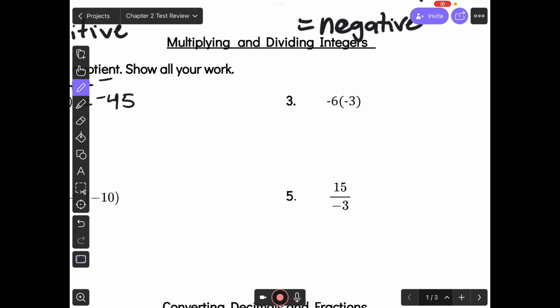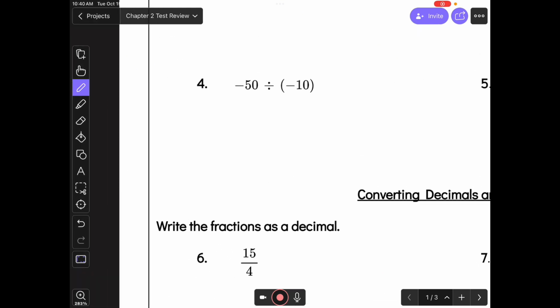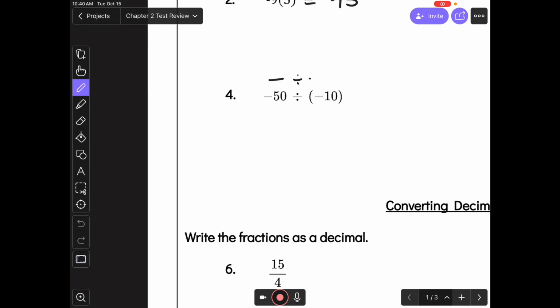Number 3, I have a negative times a negative. I know those have the same sign, so my answer has to be positive. 6 times 3 is 18. A negative divided by negative, same thing as multiplying, is going to result in a positive number. 50 divided by 10 looks like this. 10 does not go into 5, but it does go into 50 5 times, and it does so evenly. I should get a positive 5 for an answer.